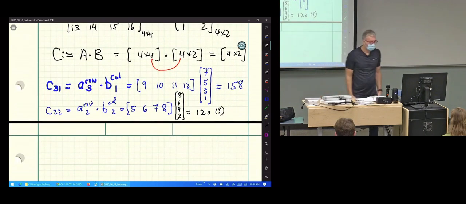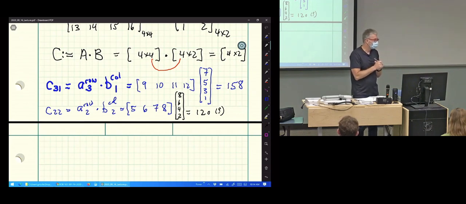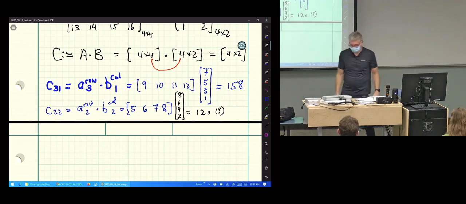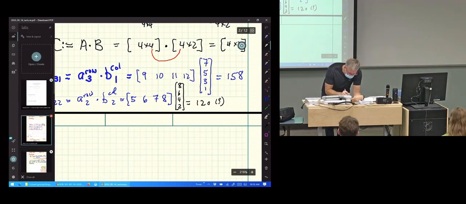Okay. Are we good? If we have an entry to pick out, we could figure out which row of A and which column of B to do it. Any questions? Am I going too fast? Going too slow? Just right. You're never just right, okay? It's always too fast or too slow for somebody.